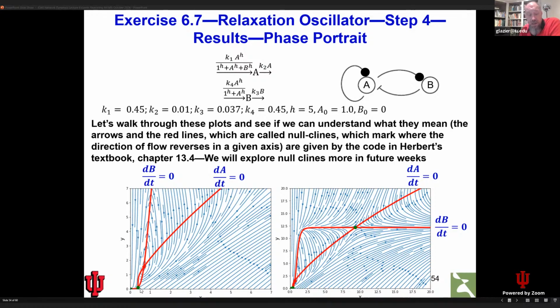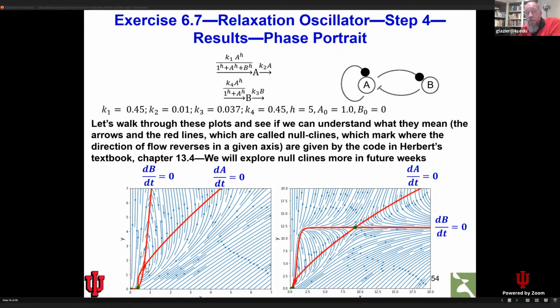The green dot is what's called an unstable fixed point. If I move a little bit away from that green dot, my flow is always away from the green dot. So if I start at the green dot, I stay there. But if I move a little bit away, I go far away.